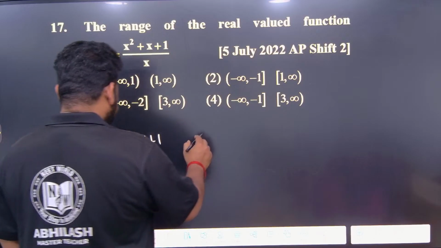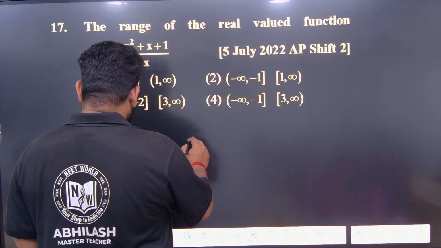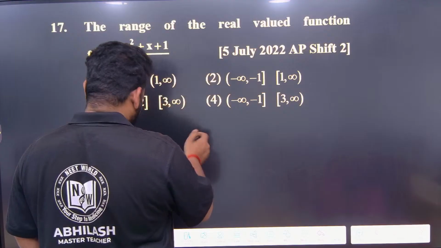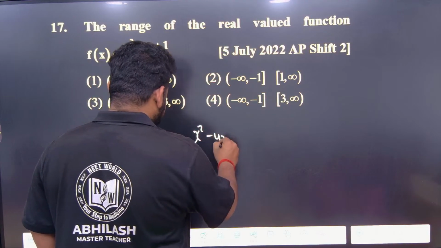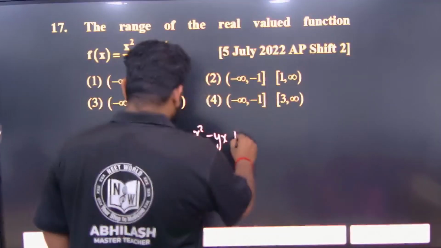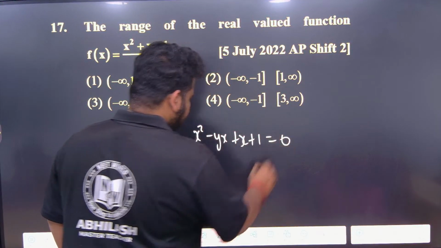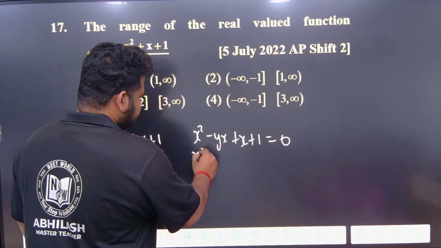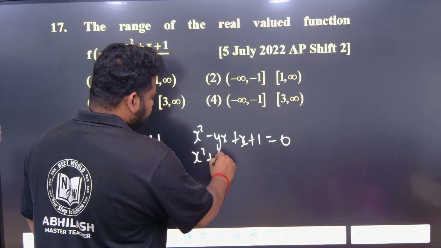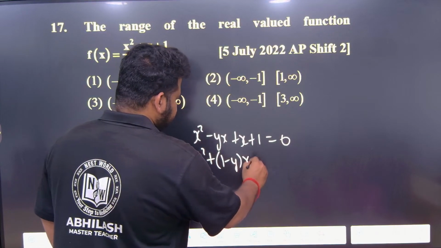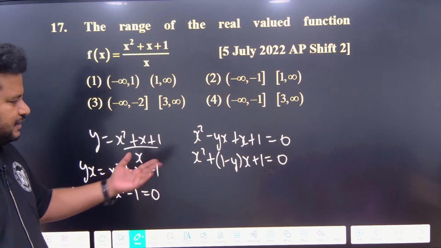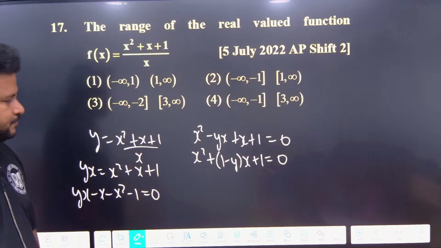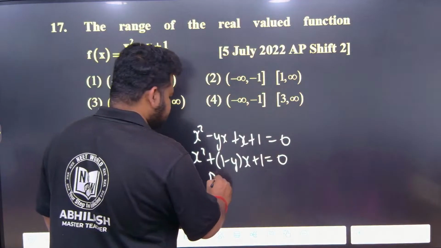So further what can I do? I will make plus x square minus yx plus x plus 1 is equal to 0. So x square plus, what can I do? 1 minus y into x plus 1 is equal to 0. Now I will take discriminant greater than or equal to 0. Every time when you get a quadratic, do this.